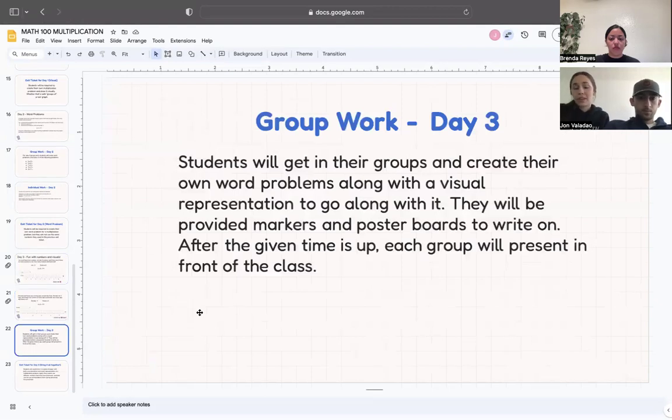Group work for day 3: students will get in their groups and create their own word problems along with a visual representation to go along with it. They will be provided markers and poster boards to write on. They will be given a certain amount of time to complete this little presentation, and then after time is up, each group will present their problem in front of the class.